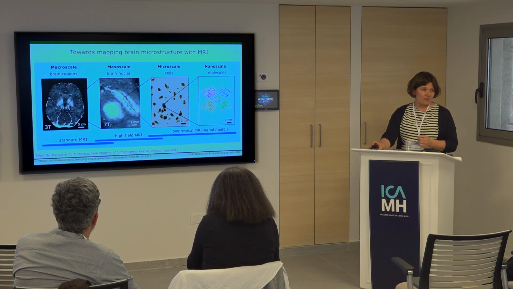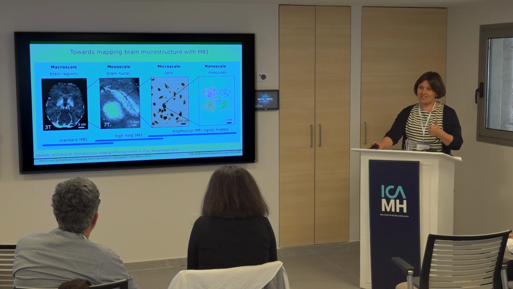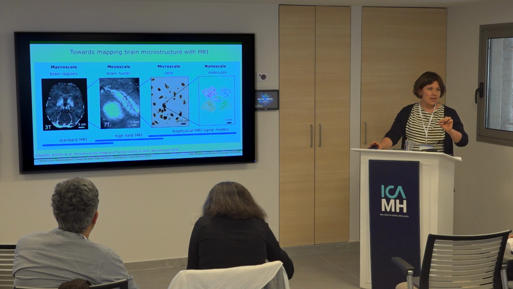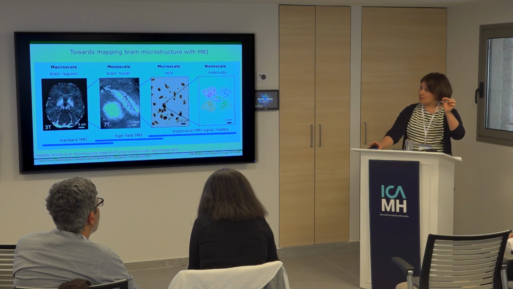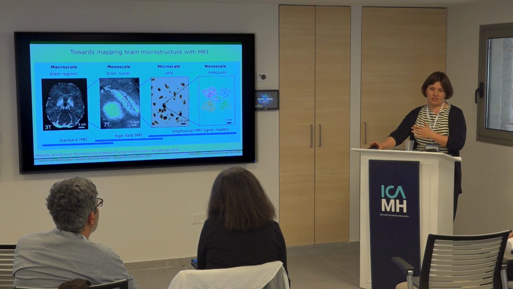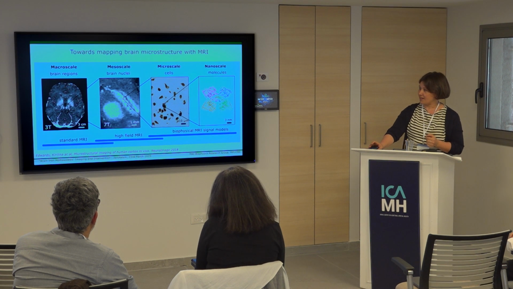Advances in high-field MRI give us, first of all, much better sensitivity to iron, but also allow us to resolve much smaller structures. And this specificity to the mesoscopic scale, to brain nuclei, may actually be very important, as I will show you in the context of the substantia nigra.